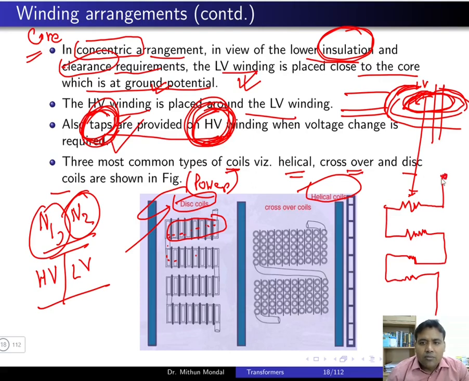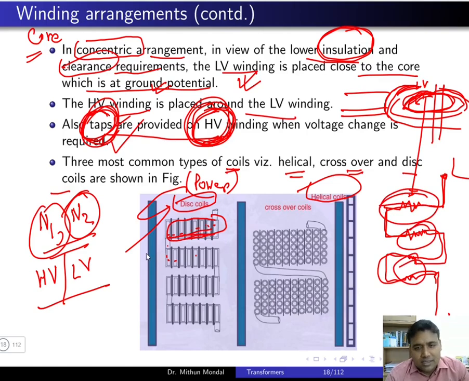So current from the line end to the neutral end will flow in series, disc to disc and turn to turn. So this is a disc, this is a disc, and this is a disc, and different turns will form a disc. Generally in a power transformer we'll go for this type of winding. In the crossover coils, you can see that the coil goes from here to here, rather than connecting from this side.